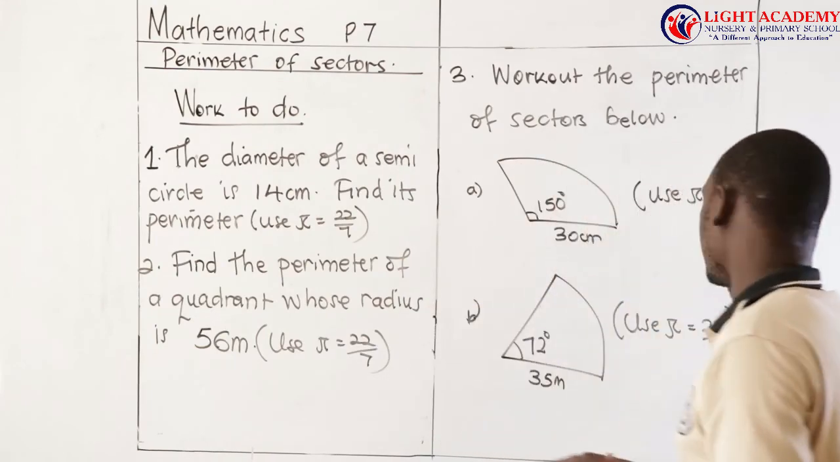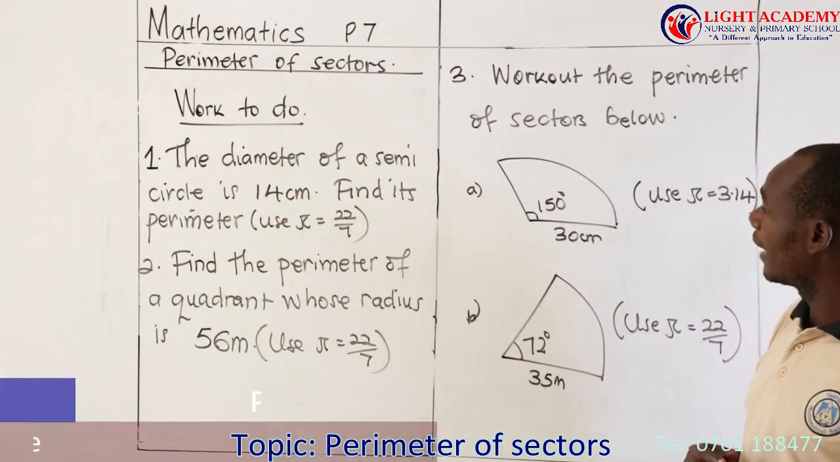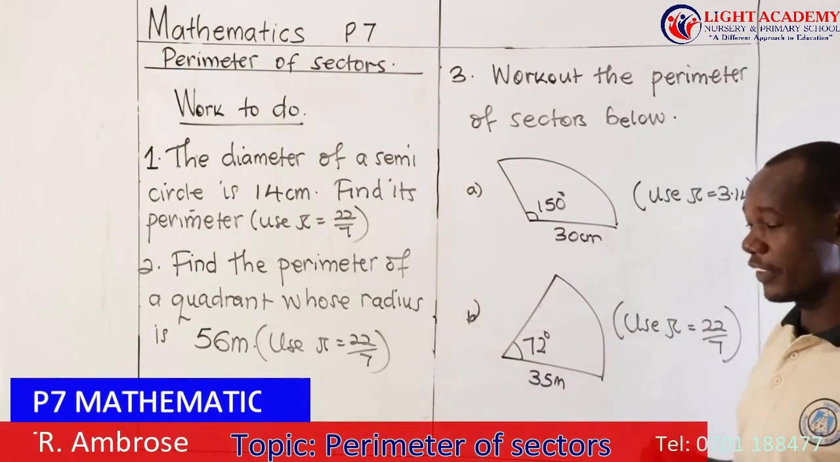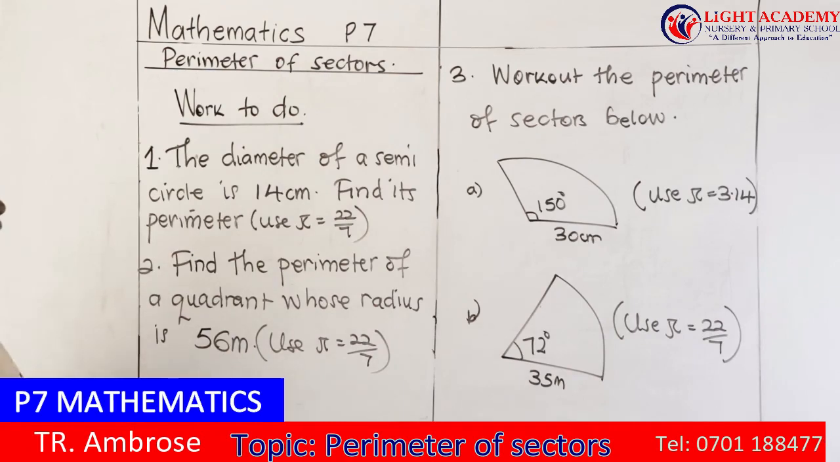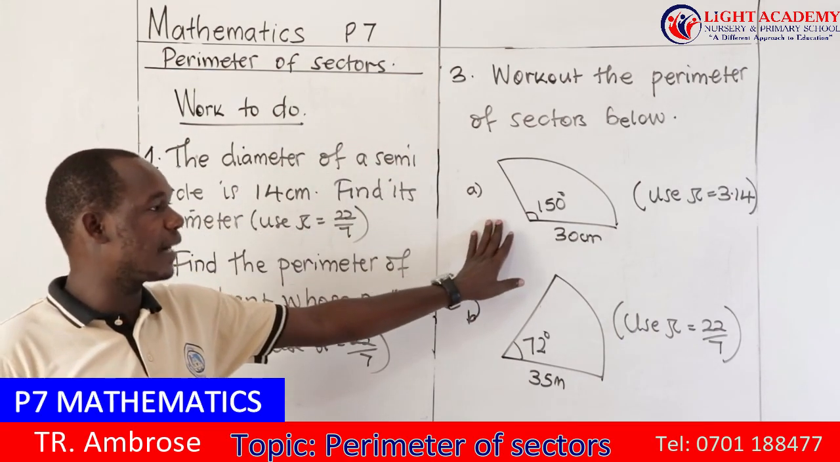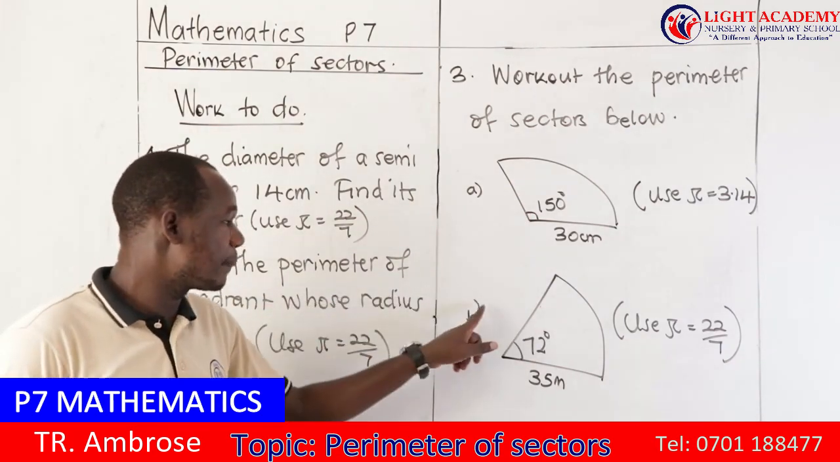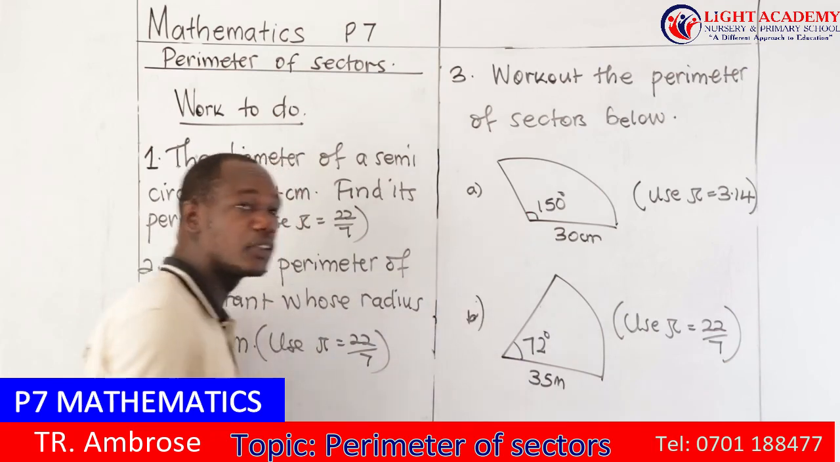So these are the numbers I've left for you to do in your free time. There are actually three numbers. Number 3 has part A and B. In number 1 and 2, use pi as 22 out of 7. Number 3, part A, use pi as 3.14. And then part B, use pi as 22 out of 7. You work it out and get your answers.